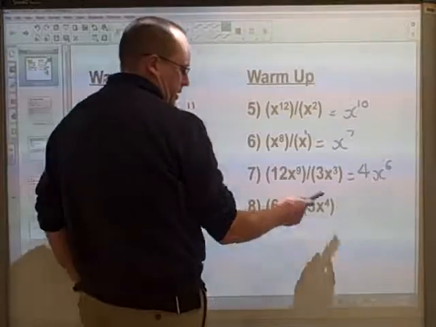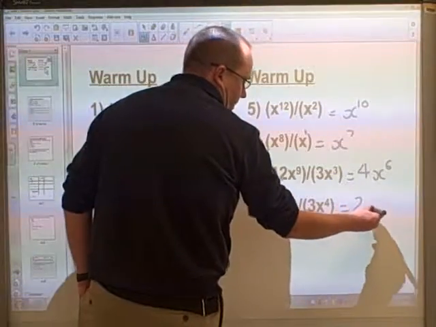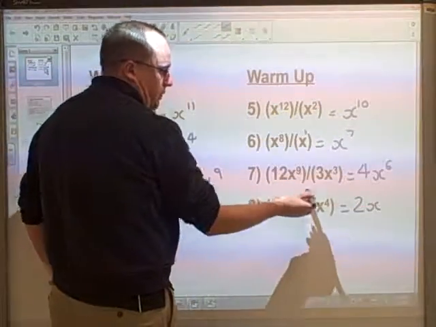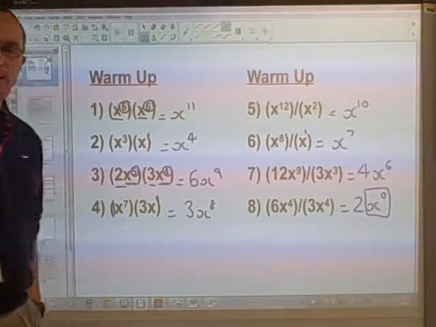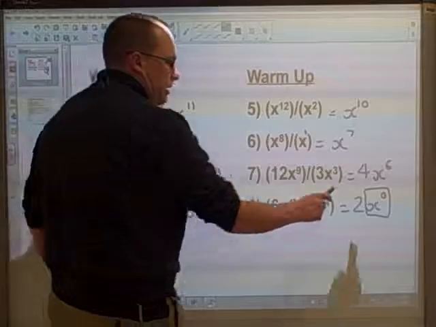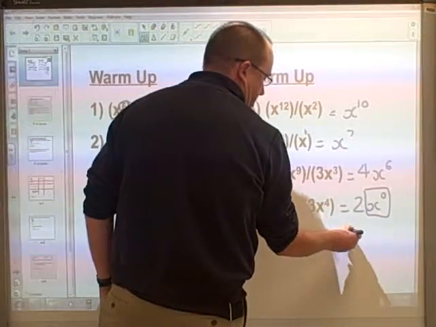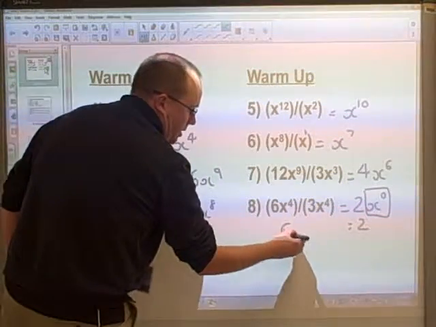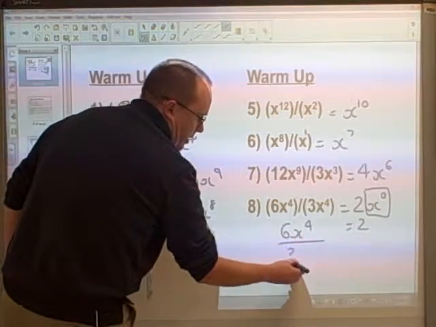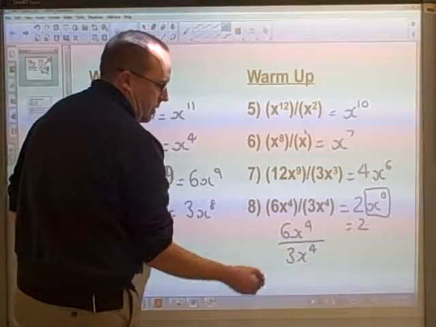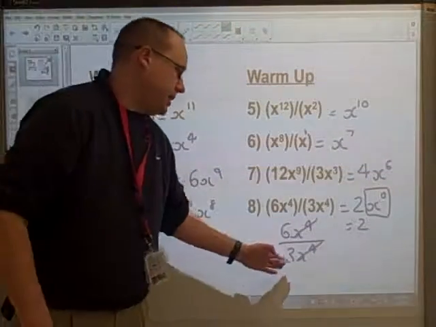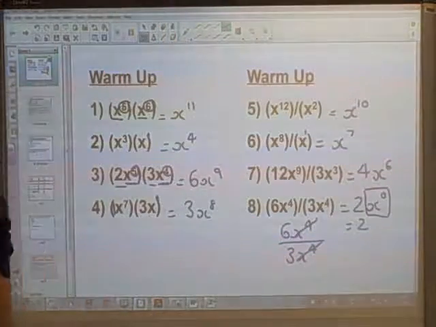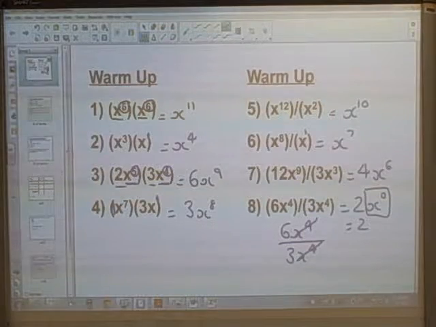For our last one, 6 divided by 3 is 2. We've got x's here, 4 take away 4 is 0, and one of the key rules is x to the power of 0 is just 1, so 2 times 1 is just 2, and that's your answer. What is sometimes easy to do is actually write this as a fraction, and if we have the same thing on top and bottom, it just cancels like that, so we could just say 6 divided by 3 is 2 as well. So that's the answer to the warm-up that we did.